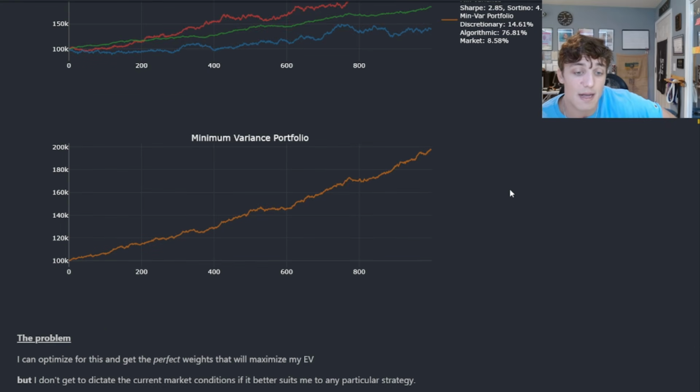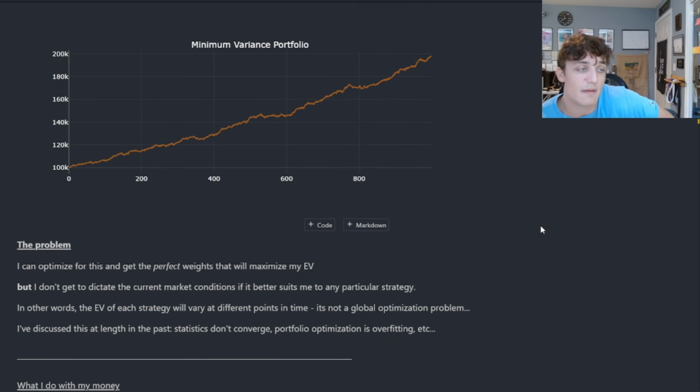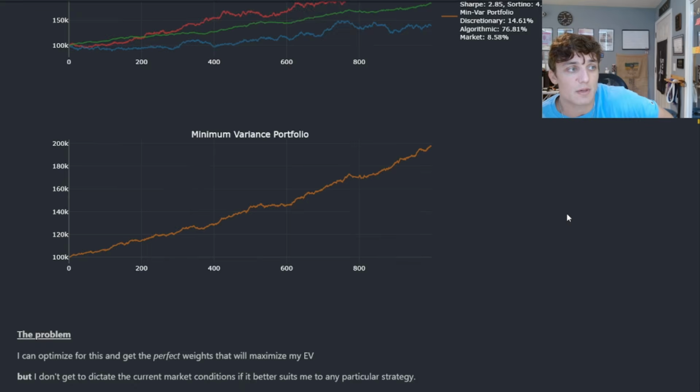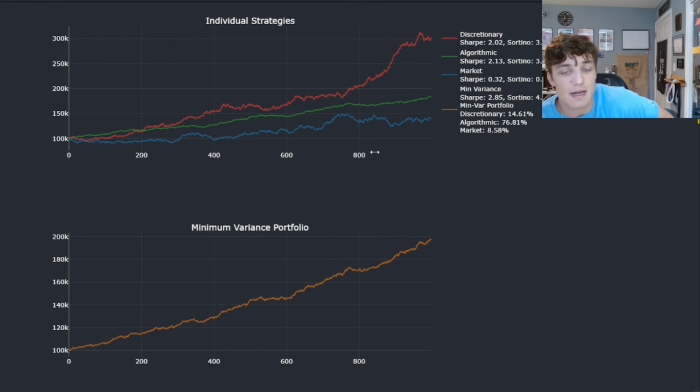So I can optimize for the perfect weights of how I should allocate my capital, but I don't get to dictate the current market conditions or if it better suits me to run any particular strategy. Essentially what I'm saying is throughout this entire time, I don't get to dictate when I'm trading in an algorithmic way, a discretionary way, or if I'm just dumping my capital in the market portfolio. It's going to change based on different times. I mean, that's just how it's going to function, right?